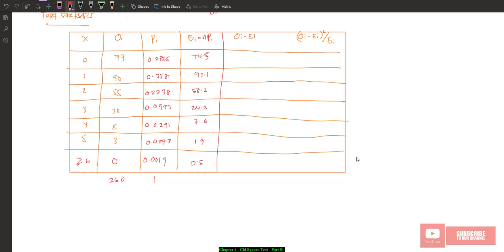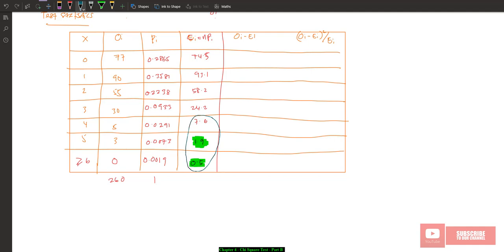the expected frequency, so we have basically two rows having expected frequency less than 5. So basically we need to combine these three rows together, right? We need to combine these three rows together, so then the expected frequency is more than 5.